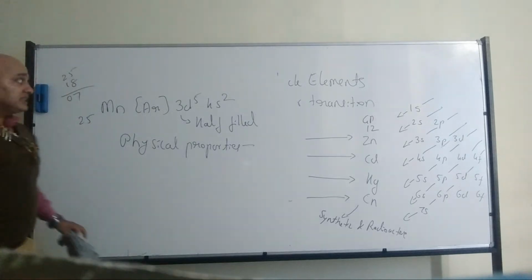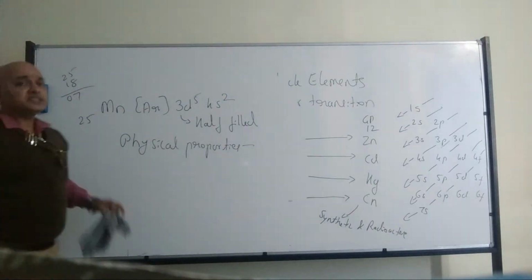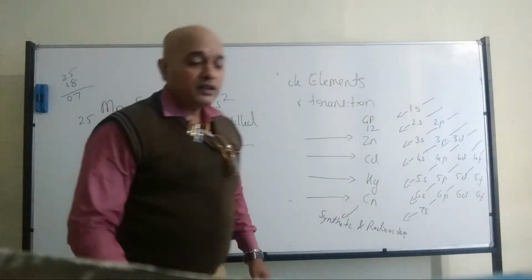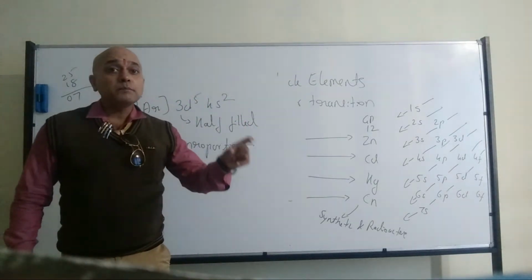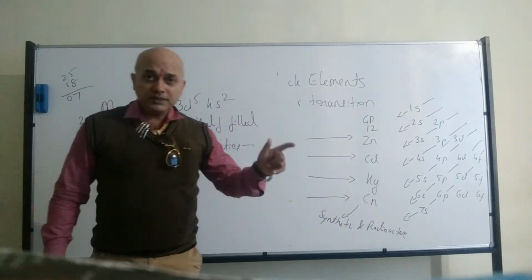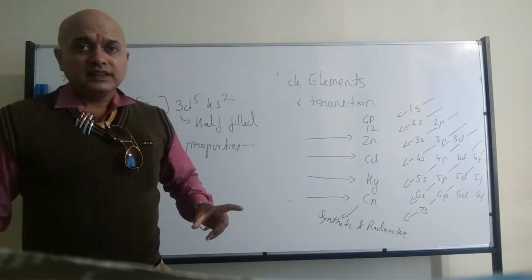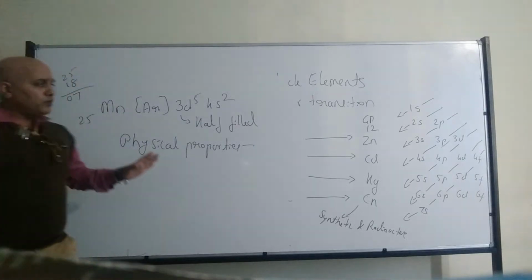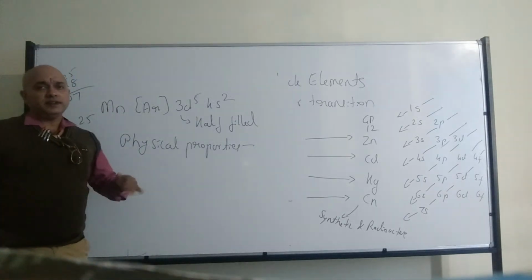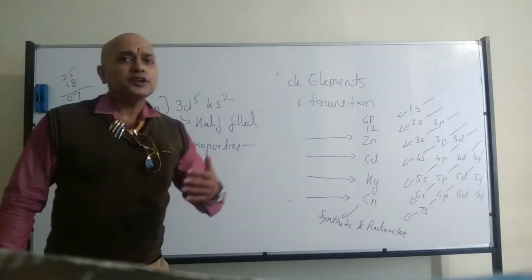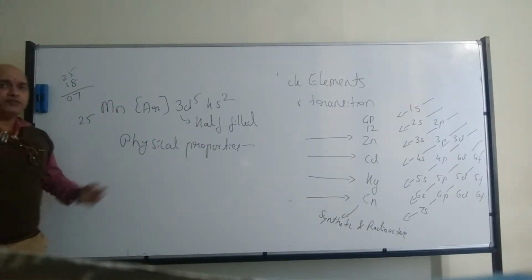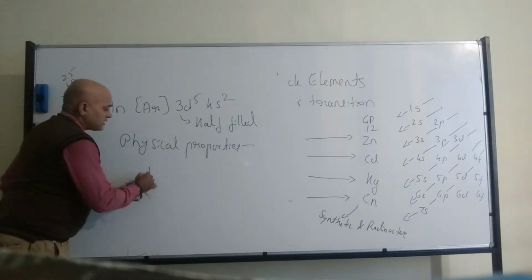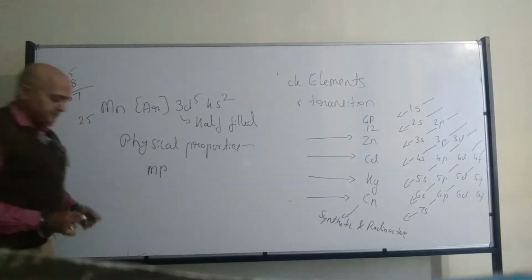So they are considered as transition elements. Fine. When I am talking about physical properties, all of us know from the name itself that they are transition metals. All of them are metals, which means all or most of them should be in solid form at room temperature. Mercury and a few others are the exceptions. So they should be in solid state, and therefore we are going to majorly focus on melting point.